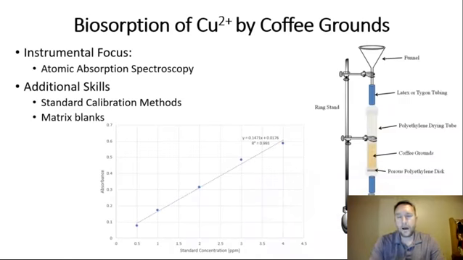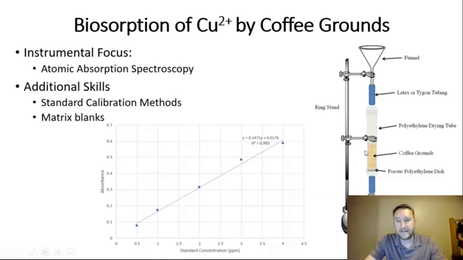In our atomic spectra experiment, what we had them do was to examine bioabsorption of copper 2+ cations by coffee grounds. And so the way that the experiment is constructed is the students are presented with a mock wastewater stream that contains 50 parts per million of copper 2+ ions. So it could be any divalent metal ion. We were using copper in this particular case because we happened to have the hollow cathode lamp for it at the time.